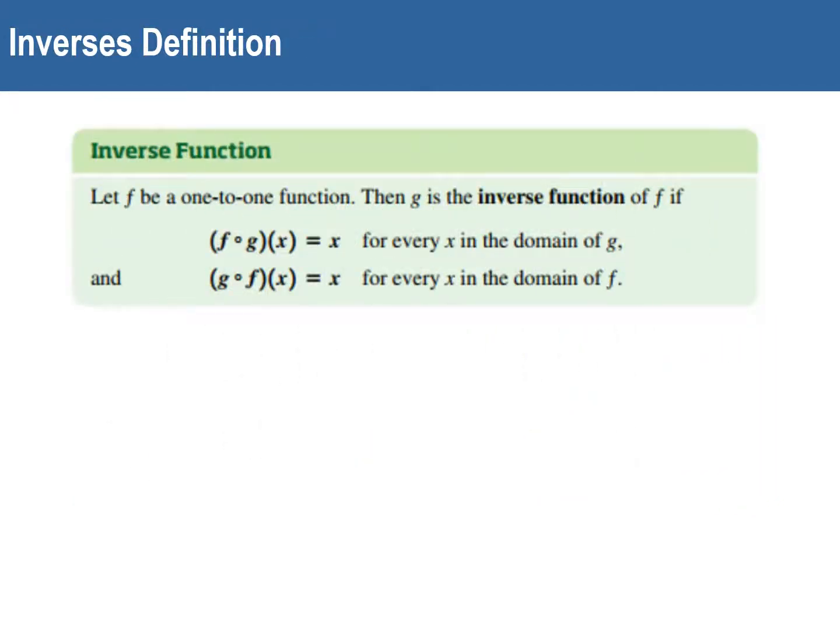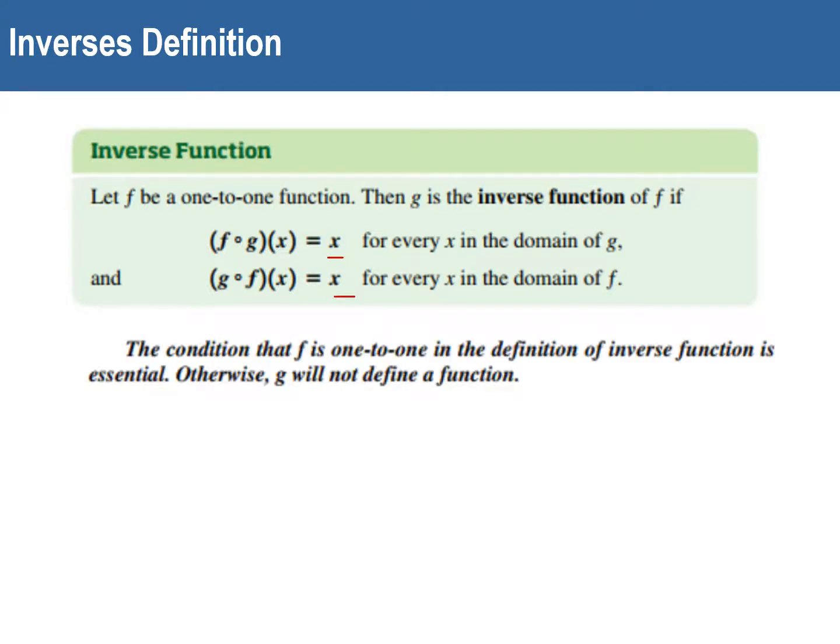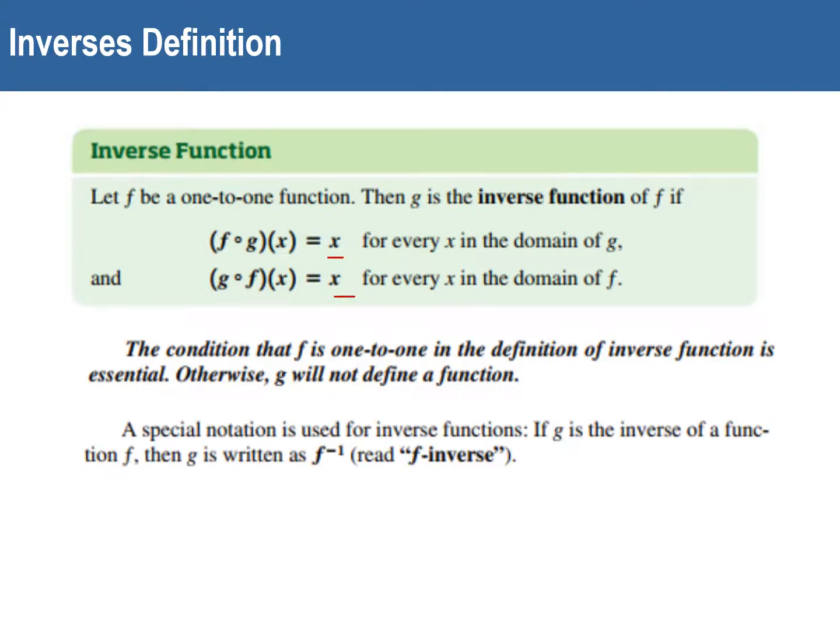So let's talk about the inverse of a function. f and g are inverses if and only if f of g of x is equal to x and g of f of x is equal to x for every x. The condition that f is 1 to 1 in the definition is essential. Otherwise, g is not going to be a function sometimes.